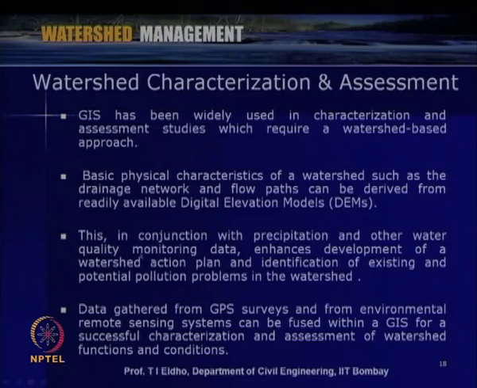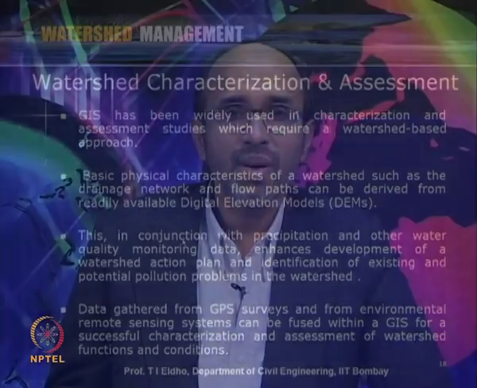So, that way the data gathered from, say for example, GPS surveys and from environmental remote sensing systems can be fused within a GIS for a successful characterization and assessment of watershed functions and conditions. So, that way we can utilize the GIS as a software for watershed characterization and assessment, say for example, how much water is available as a water source or water as a resource, and what the water quality issues are, whether a particular water source will be polluted. So, all those aspects we can study within a GIS environment.